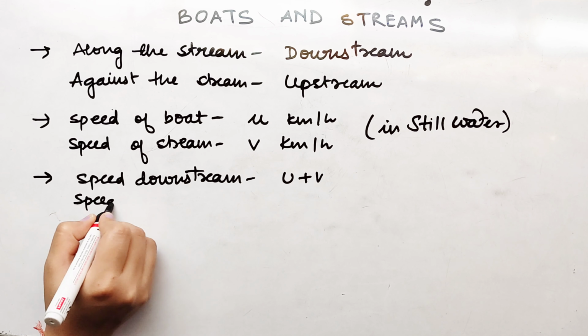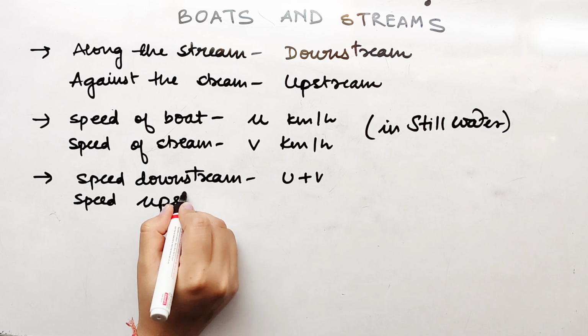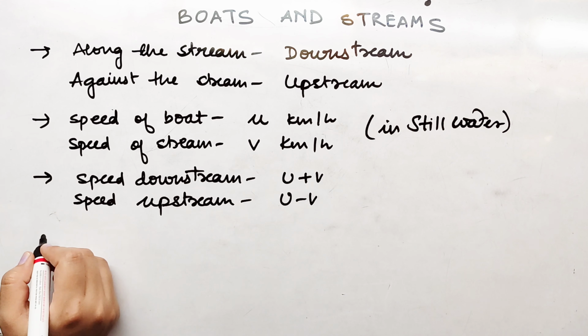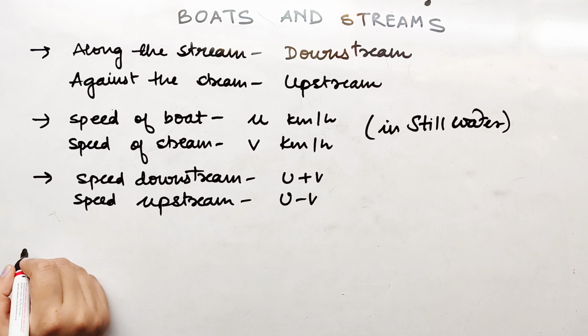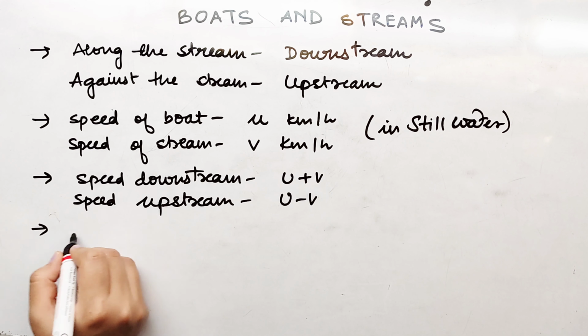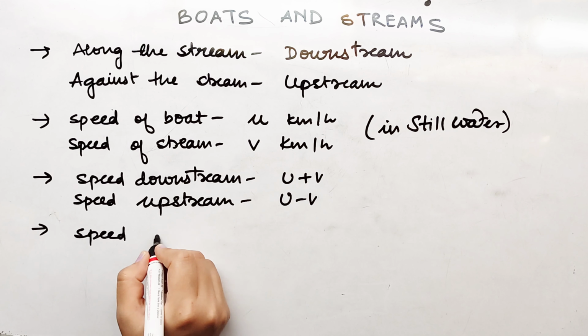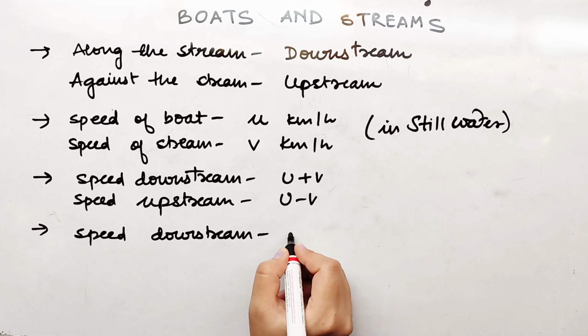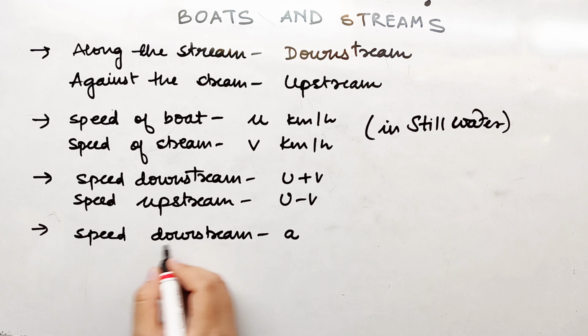So in general, you can denote the speed of boat by u and speed of stream by v. So speed downstream will be adding up both the speeds of both the object and the stream, and speed upstream can be shown by u minus v, which is speed of boat minus speed of stream. Okay, because the speed of stream is working against the speed of the boat.